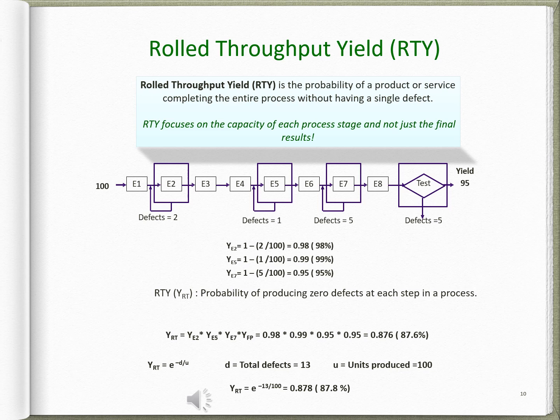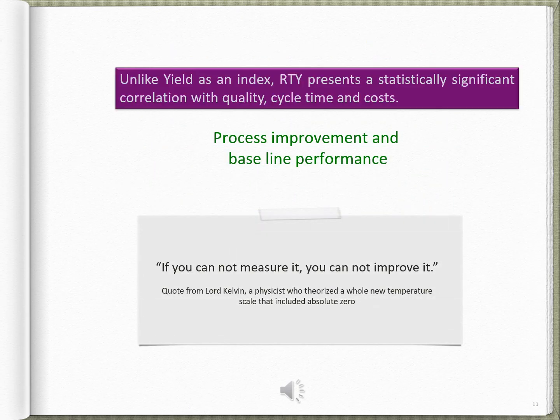Alternatively, the rolled throughput yield equals e to the power of negative D divided by U, where D is the number of total defects, which is 13, and U represents the total units produced, which is 100. Unlike yield as an index, RTY presents a statistically significant correlation with quality, cycle time, and costs. Therefore, it is more informative.